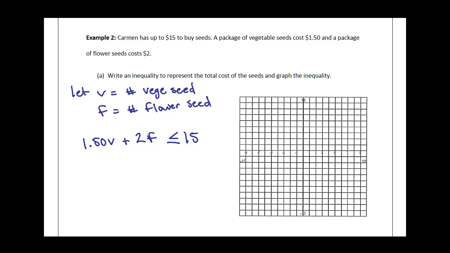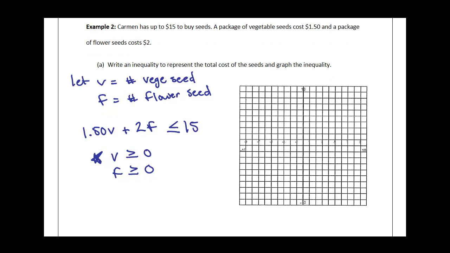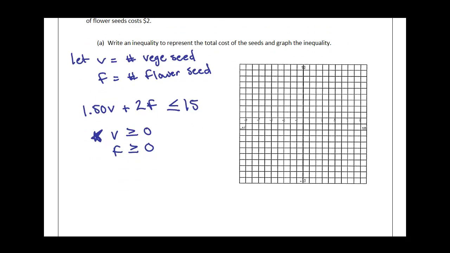From there we get our inequality: $1.50 per every vegetable seed plus $2 per every flower seed, and we have up to $15. Now I need to make a special note here. We cannot have our values of V and F be negative in this case, because we cannot buy a negative amount of seed packages. So we need our V and F to absolutely be greater than or equal to 0 for this question.